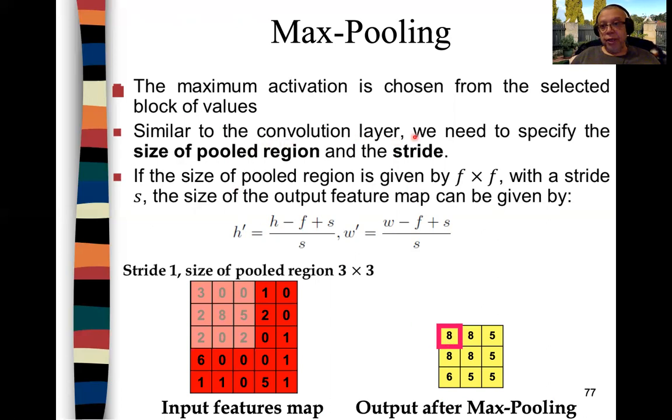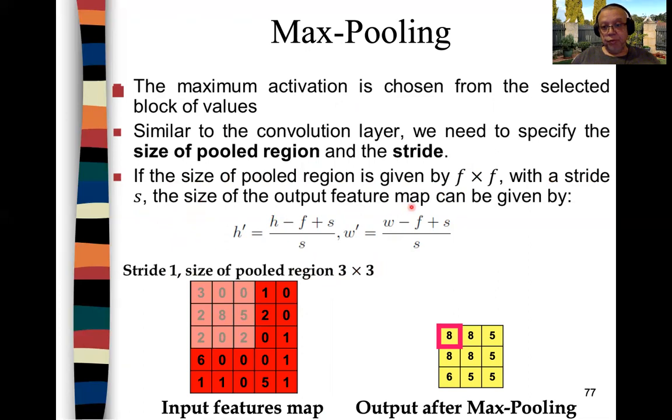And similar to the convolution layer, we need to specify the size of the pooled region and the stride. So in this case, the size of our filter is a 3 by 3, and the stride, we're going to move it either by 1 step or 2 steps. So we define the step, or the stride, that we want to apply. And these are hyperparameters of the max pooling layer. If the size of the pooled region is given by f, for example, in this case, we have a 3 by 3, so f is a 3 by 3 with a stride s. For example, here it's a stride s equal to 1, as we're going to illustrate.